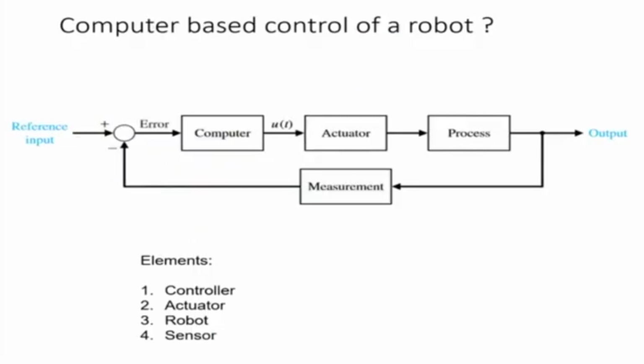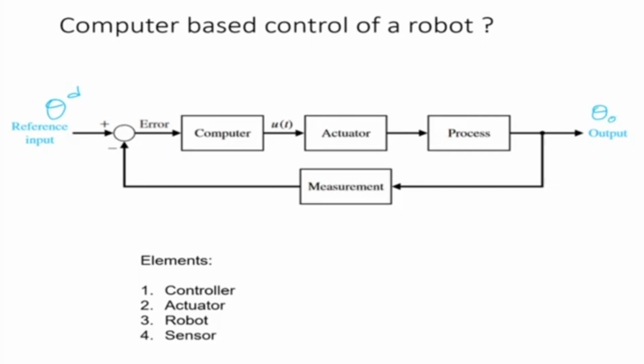Now there is no controller. Now let me put a controller in there. So this is the closed loop control system for a robot, where we have a reference input, which is my desired, let's say theta d. Okay, and there is a theta out, let's call it theta o.